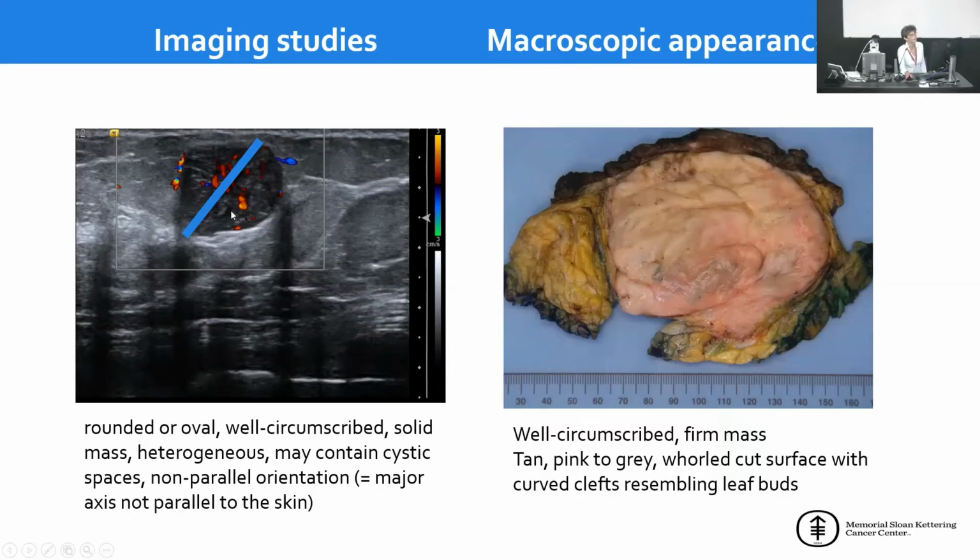It's not unique to Phyllodes tumor. But just when you read the radiology report, this may be a useful finding to interpret what the radiologist thinks about these lesions, suspicious or not.